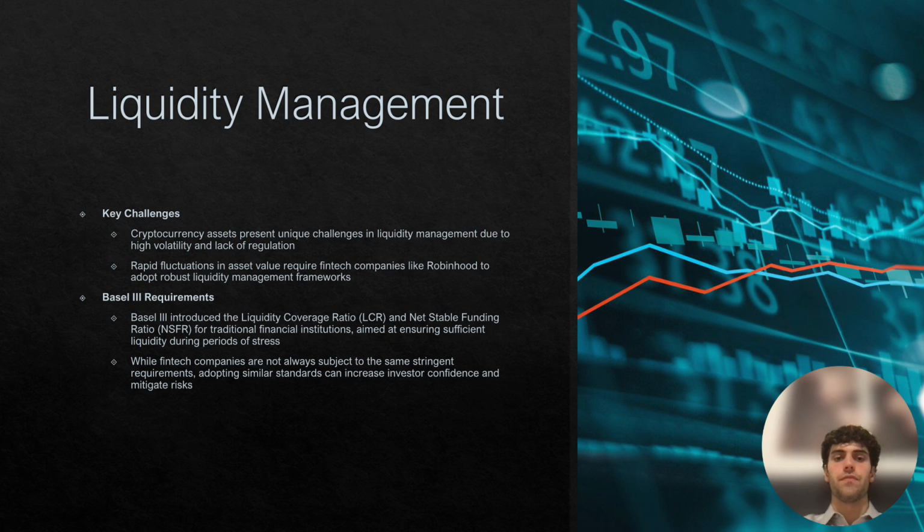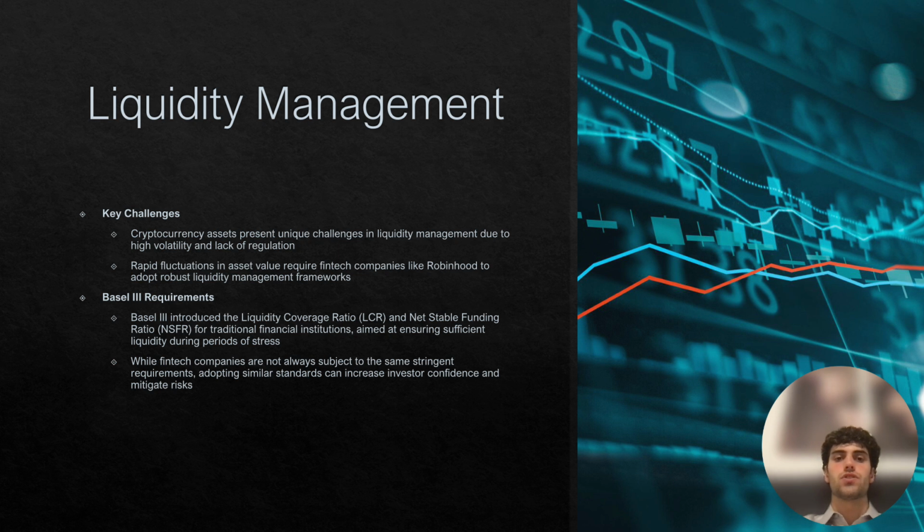Managing liquidity in a volatile market like the cryptocurrency market poses significant challenges. Cryptocurrencies such as Bitcoin and Ethereum are highly volatile, and liquidity can fluctuate rapidly, especially during weekends or holidays when trading volumes are lower. To address these challenges, we recommend that Robinhood adopt key Basel III standards, including the liquidity coverage ratio and net stable funding ratio.